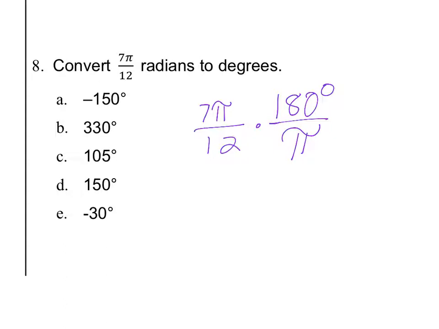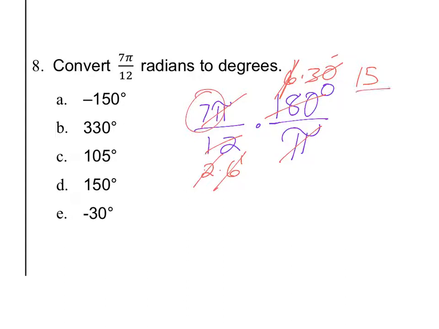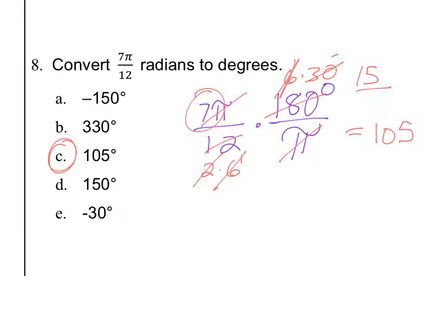Okay, so I cross out the 2 pi's. 12 is 2 times 6. 180 is 6 times 30. So I can cross those off. And 30 over 2 would turn that 30 into a 15. So I have 7 times 15 is my answer. This would be 105. So my answer is C.